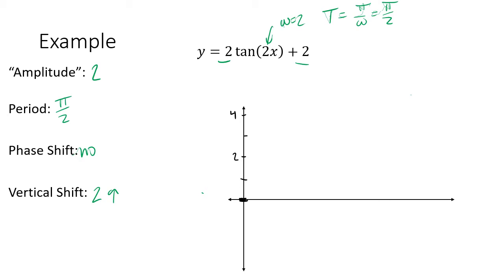Let's do tick marks. So tick marks are the same deal. We're going to take the period and divide it by 4. So we got pi over 2 and divide by 4. That's pi over 8. Okay, so the tick marks are going to be pi over 8 away from each other. The first one's at 0 because there is not a phase shift. So that means we've got 0.